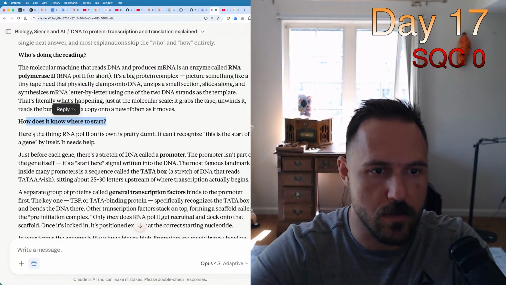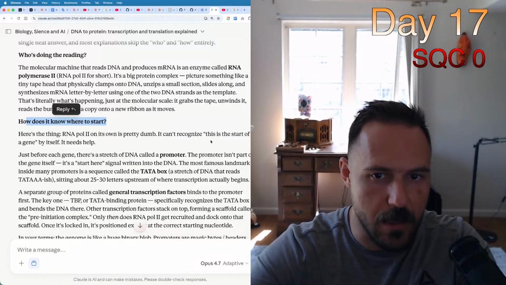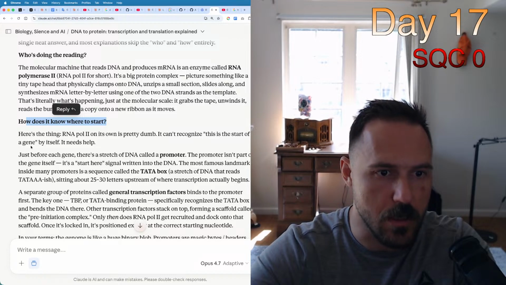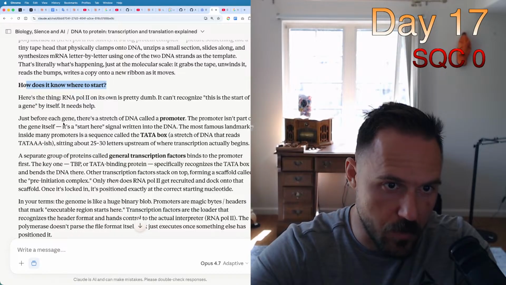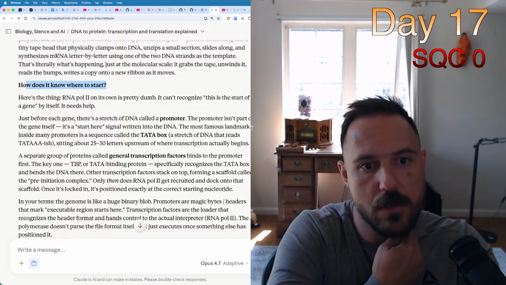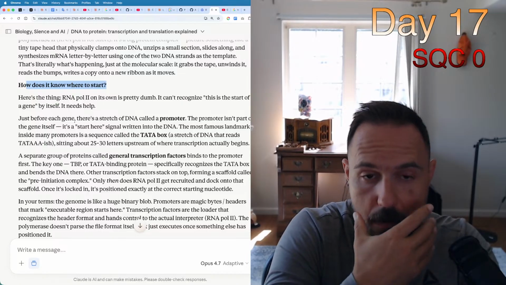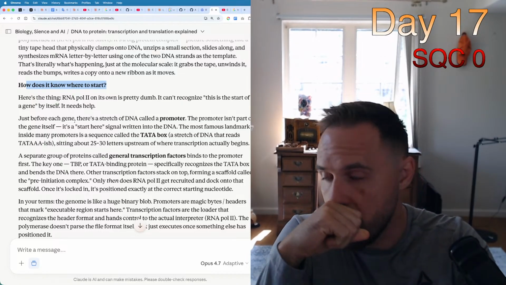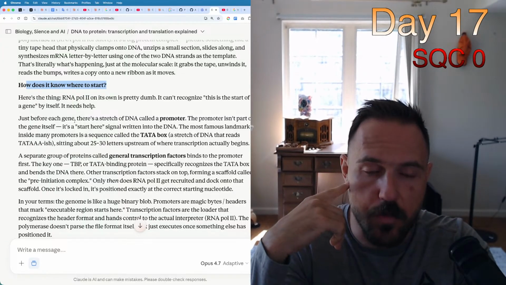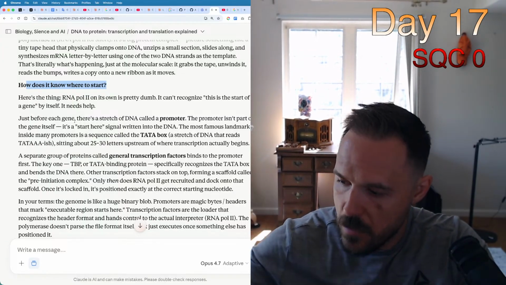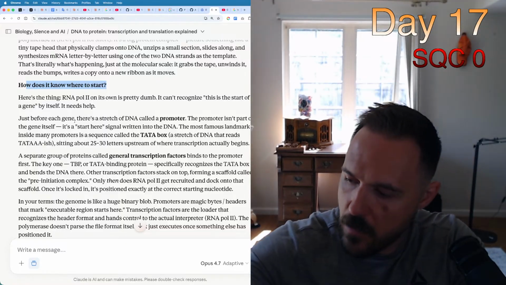How does it know where to start? Here's the thing. RNA Pol 2 on its own is pretty dumb. It cannot recognize the start of a gene by itself. It needs help. Just before each gene, there is a stretch of DNA called a promoter. Oh, okay. So promoters. The promoter is, I need to start writing that.